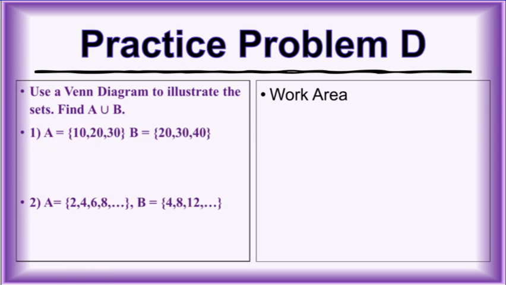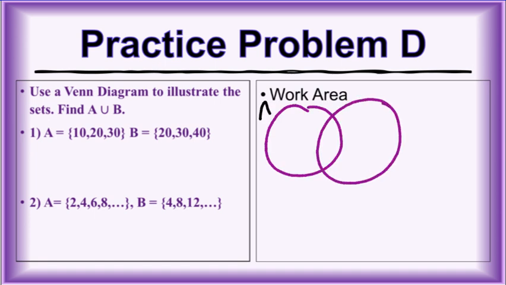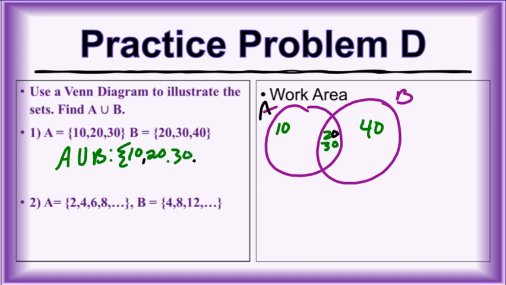And our last one, use a Venn diagram to illustrate and find the union of A and B. So I'll have my Venn diagram over here. This is A, this is B. So we have 10 in A, 20 in both, 30 in both, 40 in B. So we would say that the union of A and B, so I'll list all of them, so 10, 20, 30, 40.